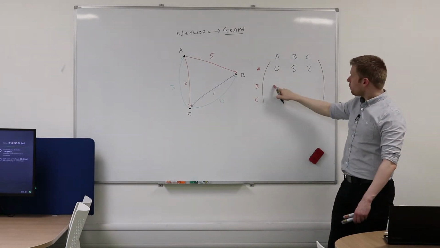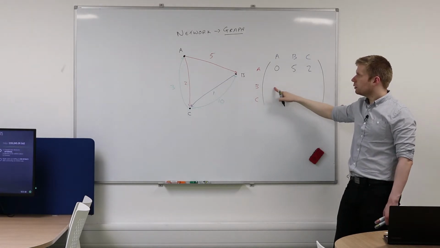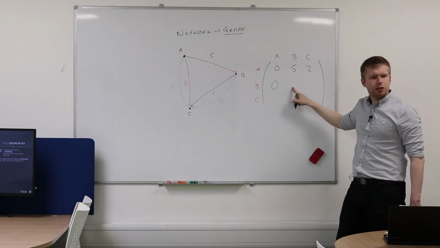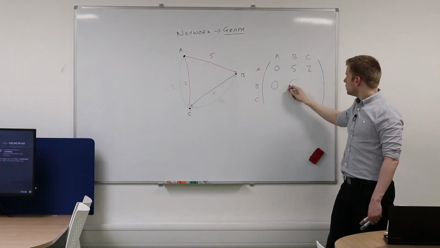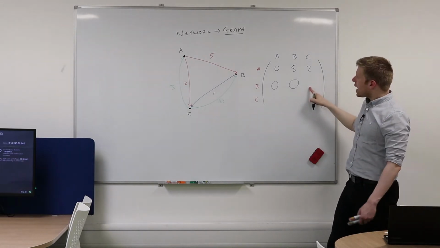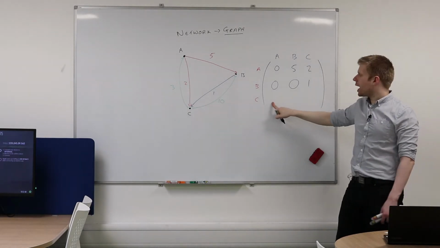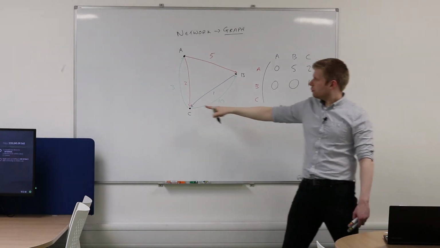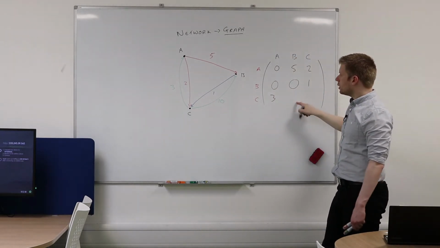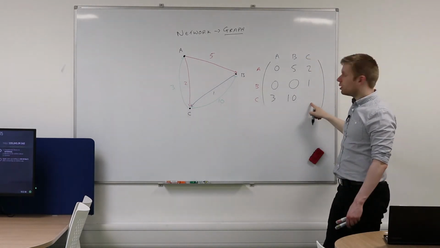Okay. What number would go here? So this represents a link which starts at B and goes to A. There's 0. There's no link that does that. What element goes here? So this is a link that starts at B and goes to B. 0. There's no links which link B to itself. How many links start at B and go to C? Just 1. How many links start at C and go to A? 3. Is that one there? How many links start at C and go to B? 10. Is that one there? And how many links start at C and go to C?